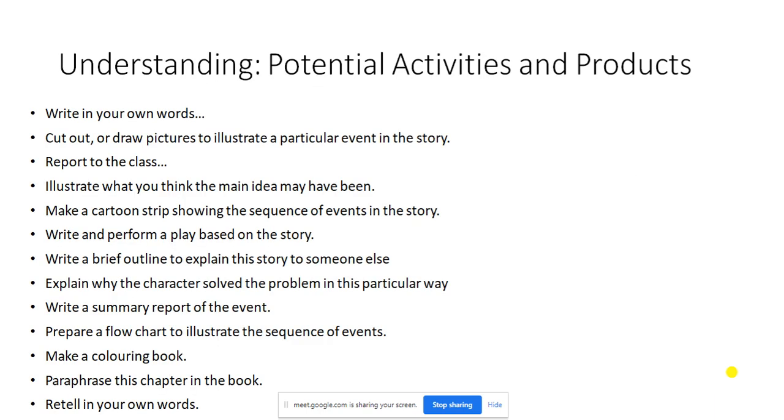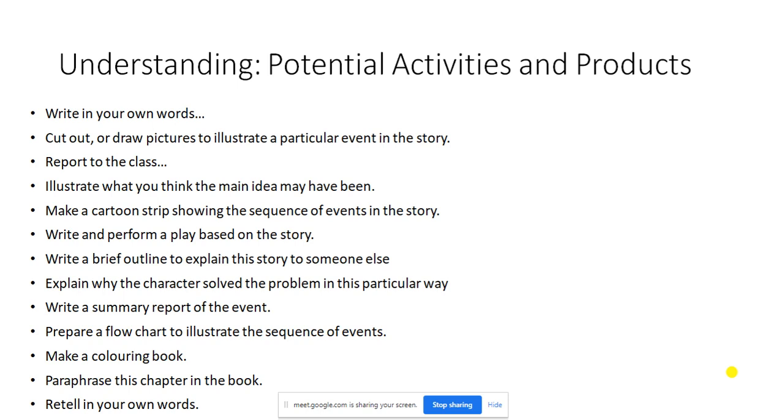So, understanding: potential activities and products. Okay, so the moment students are able to understand this, what will be the benefit? How will it work for the students? That is what we are going to know. For example, we studied or taught students about a certain type of literature topic.